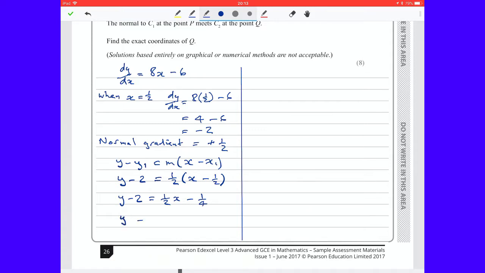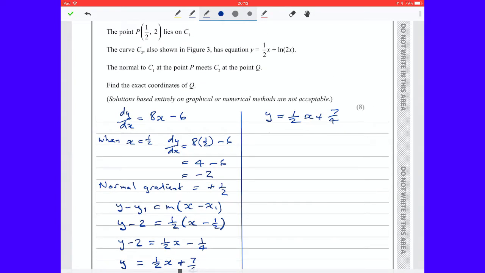Taking the 2 to the other side, we get y equals 1/2 x minus 1/4 plus 2, which is plus 7 over 4. So our two equations to solve simultaneously are y equals 1/2 x plus 7 over 4 and y equals 1/2 x plus the log of 2x.